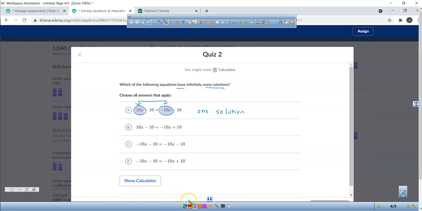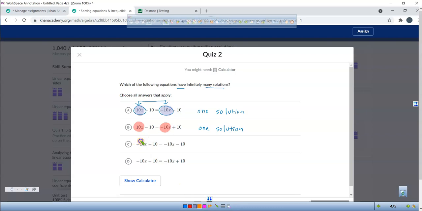All right, how about this one? Ready? Change of colors. I've got a 10x here. I've got a negative 10x. Are those the same or are they different? They're different. How many solutions do you have? One solution.